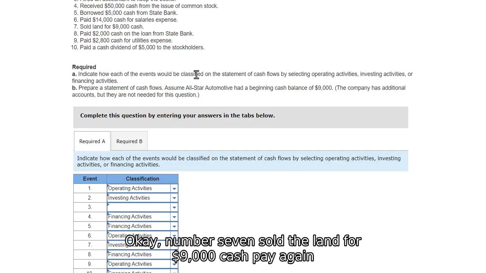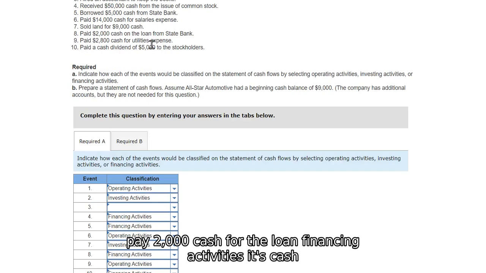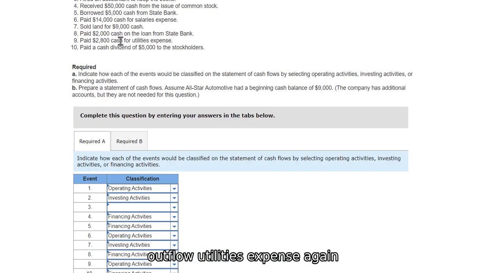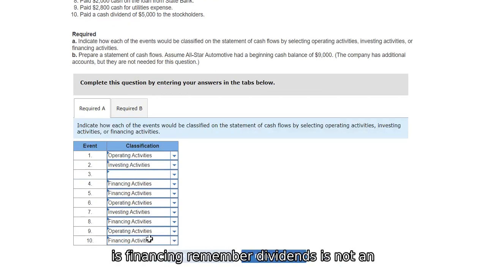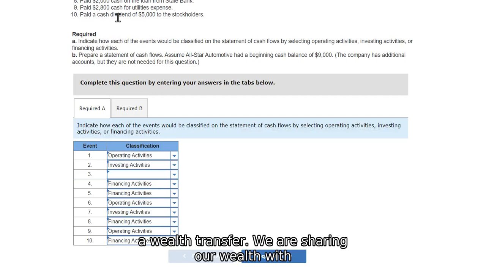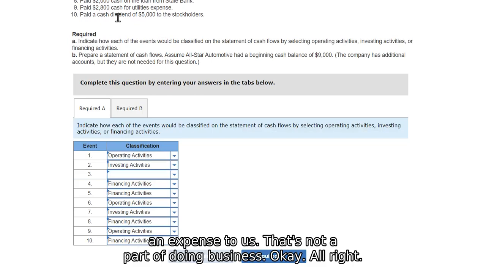Okay, number 7, sold the land for $9,000 cash. Okay, again, land, investing. Land, investing. Pay $2,000 cash for the loan. It's financing activities. It's cash outflow. Utilities expense, again, operating activities, and then cash dividends is financing. Remember, dividends is not an expense. That's a wealth transfer. We are sharing our wealth with our stockholders. That's not an expense to us. That's not a part of doing business, okay?